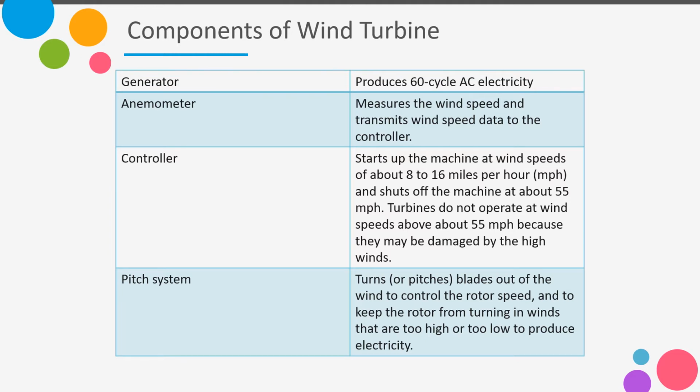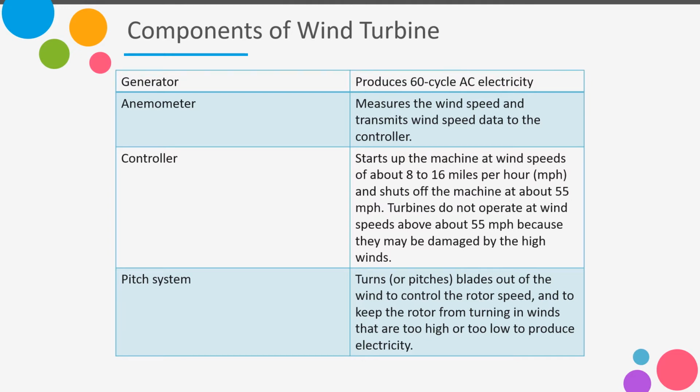Anemometers measure the wind speed and transmit wind speed data to the controller. The controller then starts up the machine at wind speed of about 8 to 16 miles per hour and shuts off the machine at about 55 miles per hour. Turbines do not operate at wind speed above about 55 miles per hour because they may be damaged by the high wind.